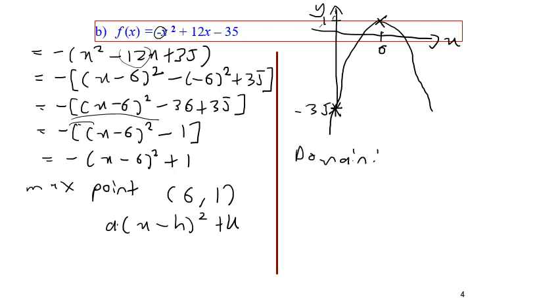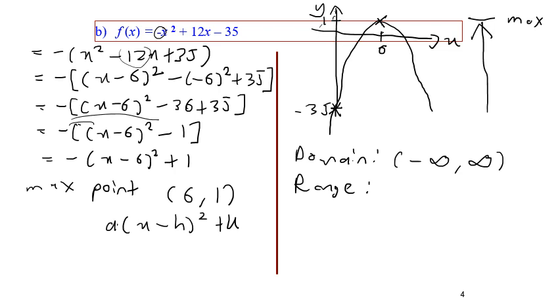Remember, like the previous example, for the quadratic, the domain would be any real number, that is negative to positive infinity, and range would be, so this is the maximum, so it will start from below until the maximum. So until the maximum, there is positive 1 over here, and then we start from negative infinity. So the range would be negative infinity until positive 1.